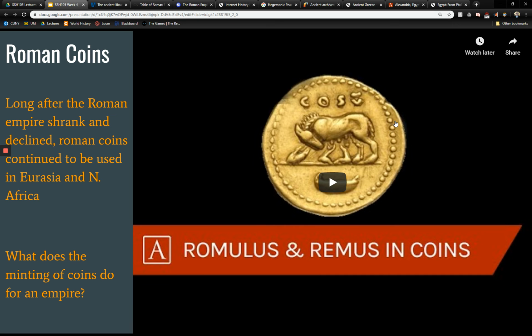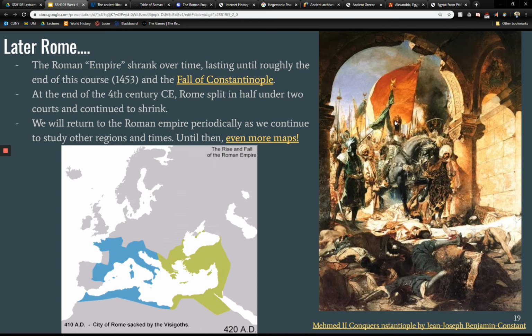Coins, another great topic if you want to look at them. Talking a little bit about later Rome, as we start to try to wrap up today's lecture. The Roman Empire shrank over time. It lasts, although it's shrinking, and although it peaks in the 2nd century AD or CE, it actually lasts through the end of this course and the fall of Constantinople, which is a famous conquest.